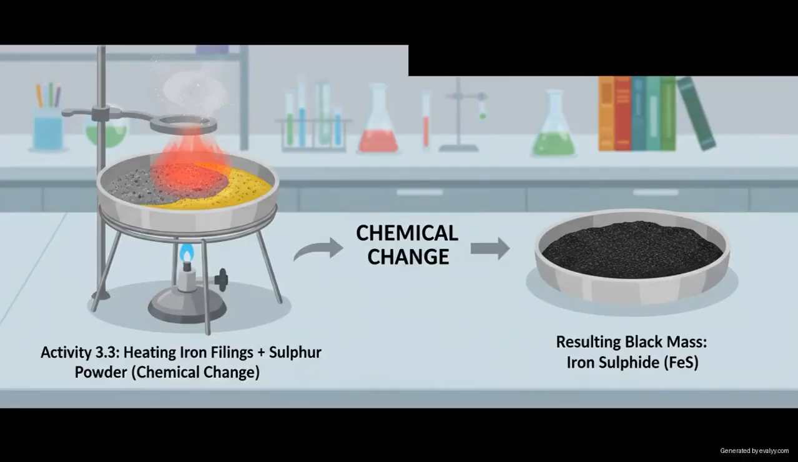To understand the difference between mixtures and compounds, consider Activity 3.3. When iron filings and sulfur powder are heated together, they undergo a chemical change to form a new substance called iron sulfide, represented by the formula FeS. This new compound, iron sulfide, has properties entirely different from its original components, iron and sulfur, unlike a simple mixture.